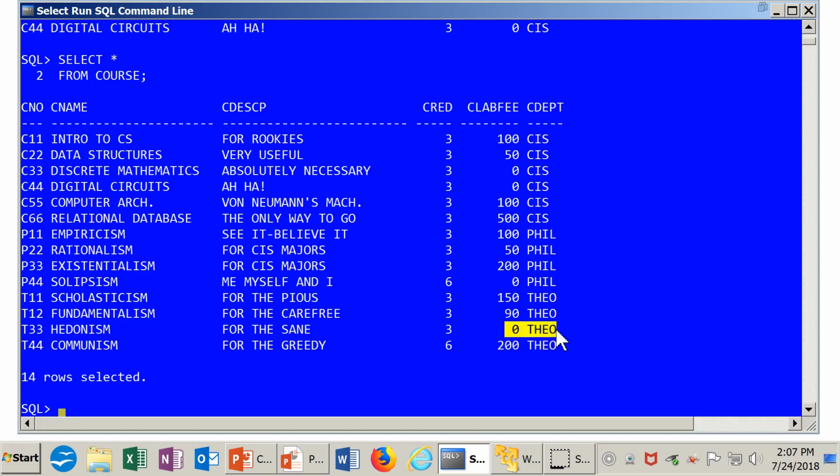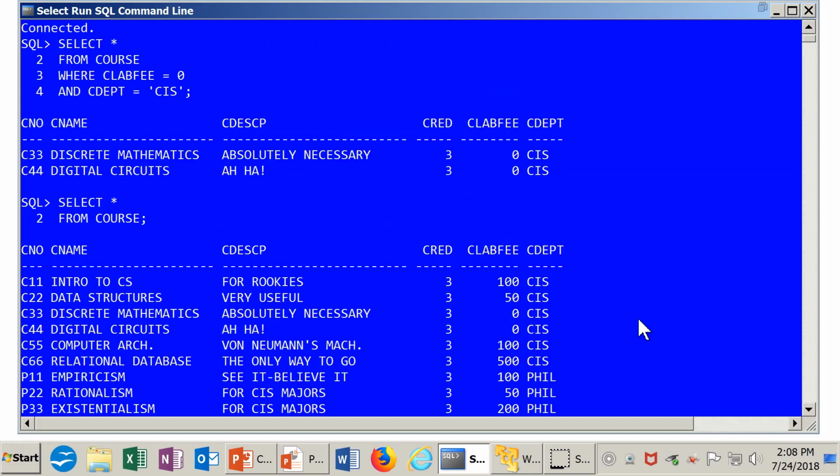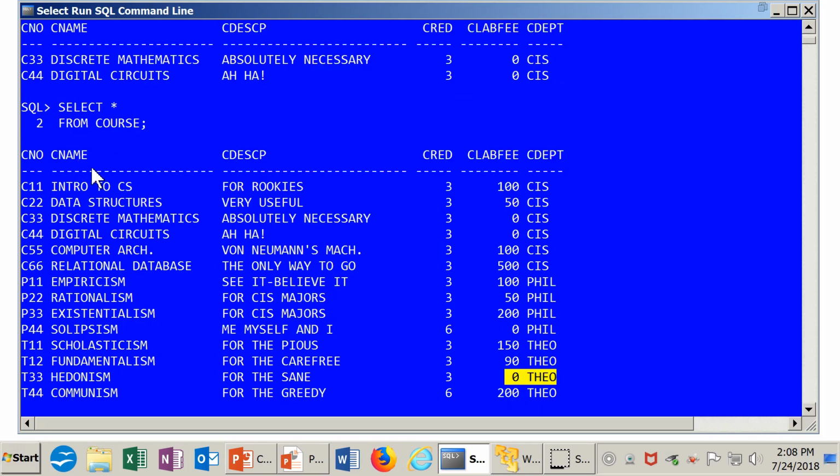So note that it is possible for a row in a table to satisfy one of the two conditions expressed in an and predicate. Those rows don't appear in the result because in order to qualify for the result, rows must satisfy both conditions. And the only two that did that in this particular example are course C33 and course C44.